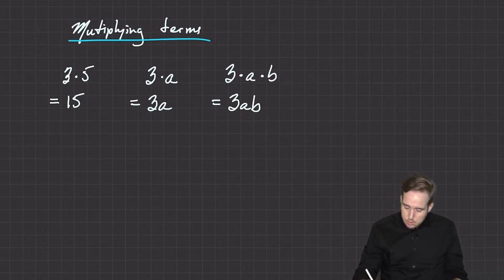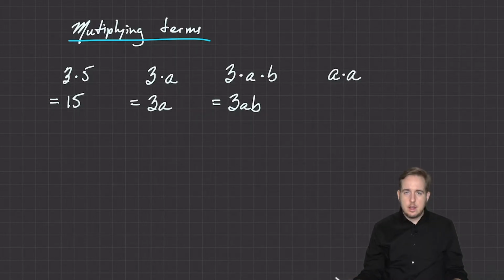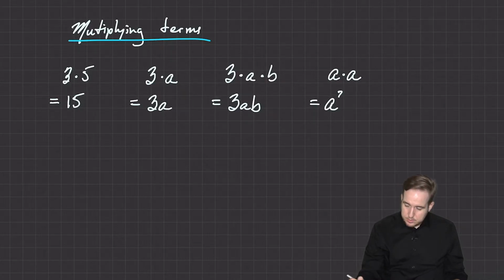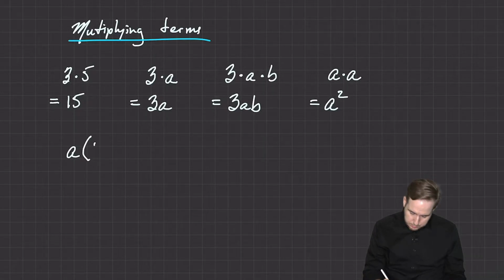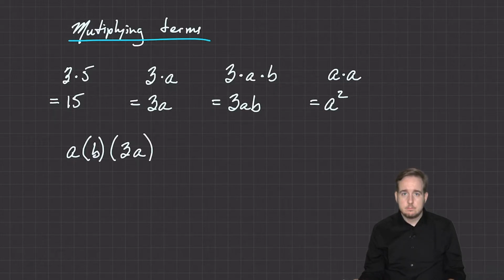Easy. What about a times a? Well, we have a short form for that. It's exponents. That's a squared. Okay? And now you can do basically everything. So let's do 3 things. We're going to do a, we're going to multiply it by a new number, b, and we're going to multiply that by 3a.